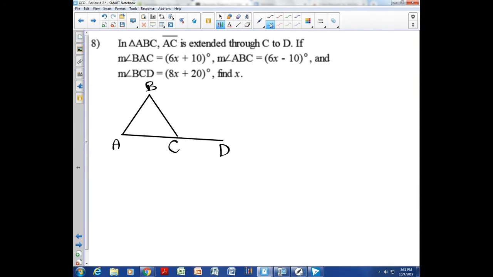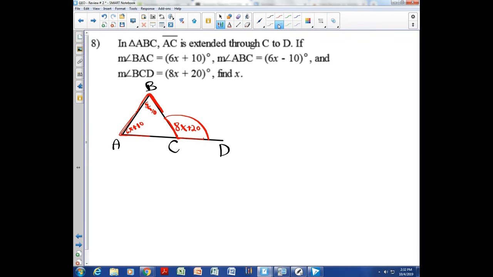The measure of angle BAC is 6x plus 10. BAC, A being the vertex, from B to A, is this angle over here. There's my 6x plus 10. The measure of angle ABC up here is going to be 6x minus 10. It's hard to write so small here. And then my exterior angle BCD is 8x plus 20.